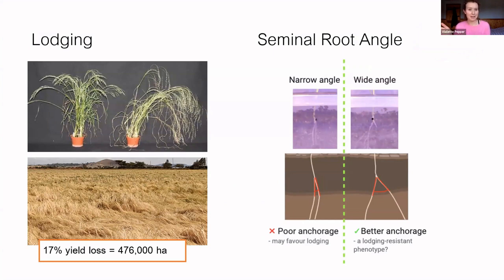A promising phenotype could be teff plants with better root anchorage, and one way of establishing better root anchorage is through the seminal root angle. Seminal roots are roots that emerge on either side of the primary roots, and these come from the embryo during development. I've illustrated this in the diagram on the right under the title Seminal Root Angle.